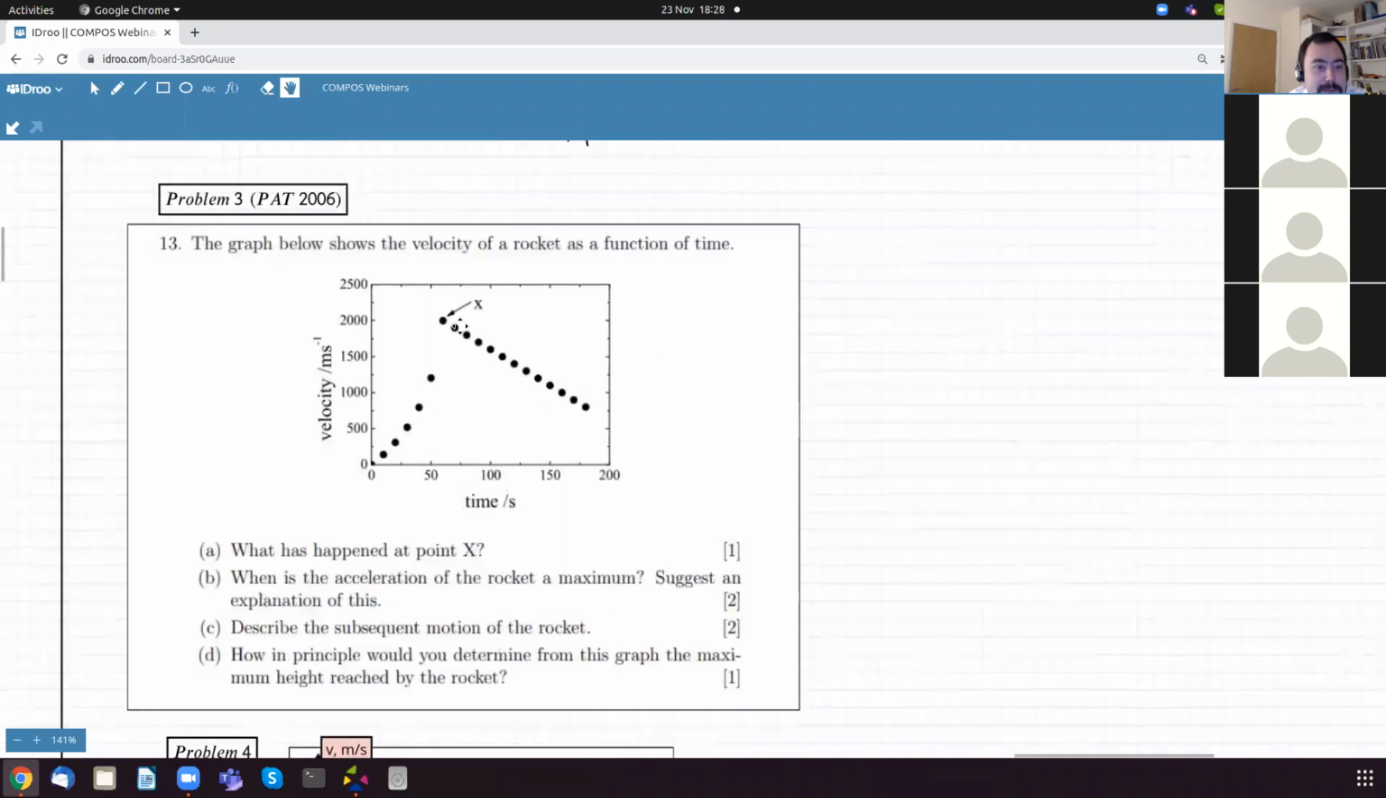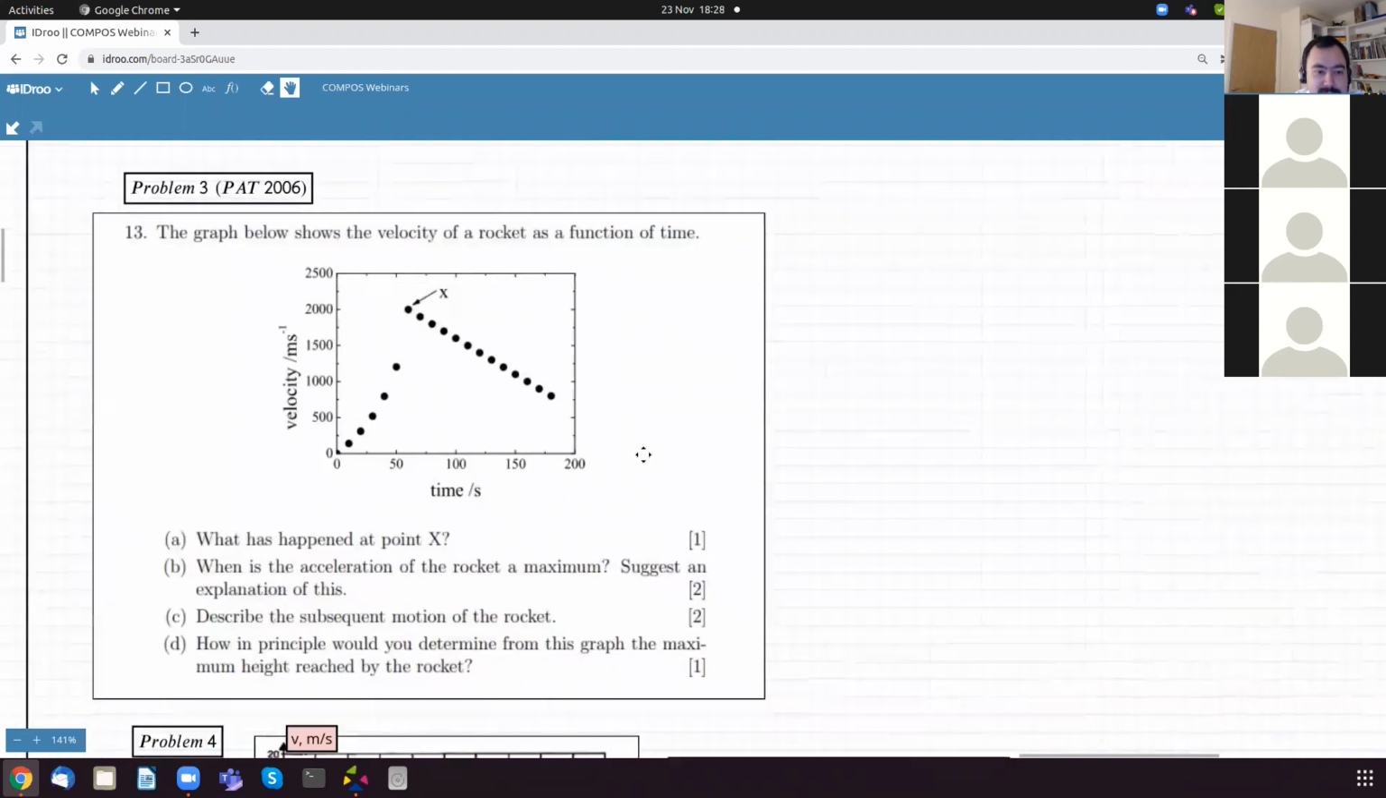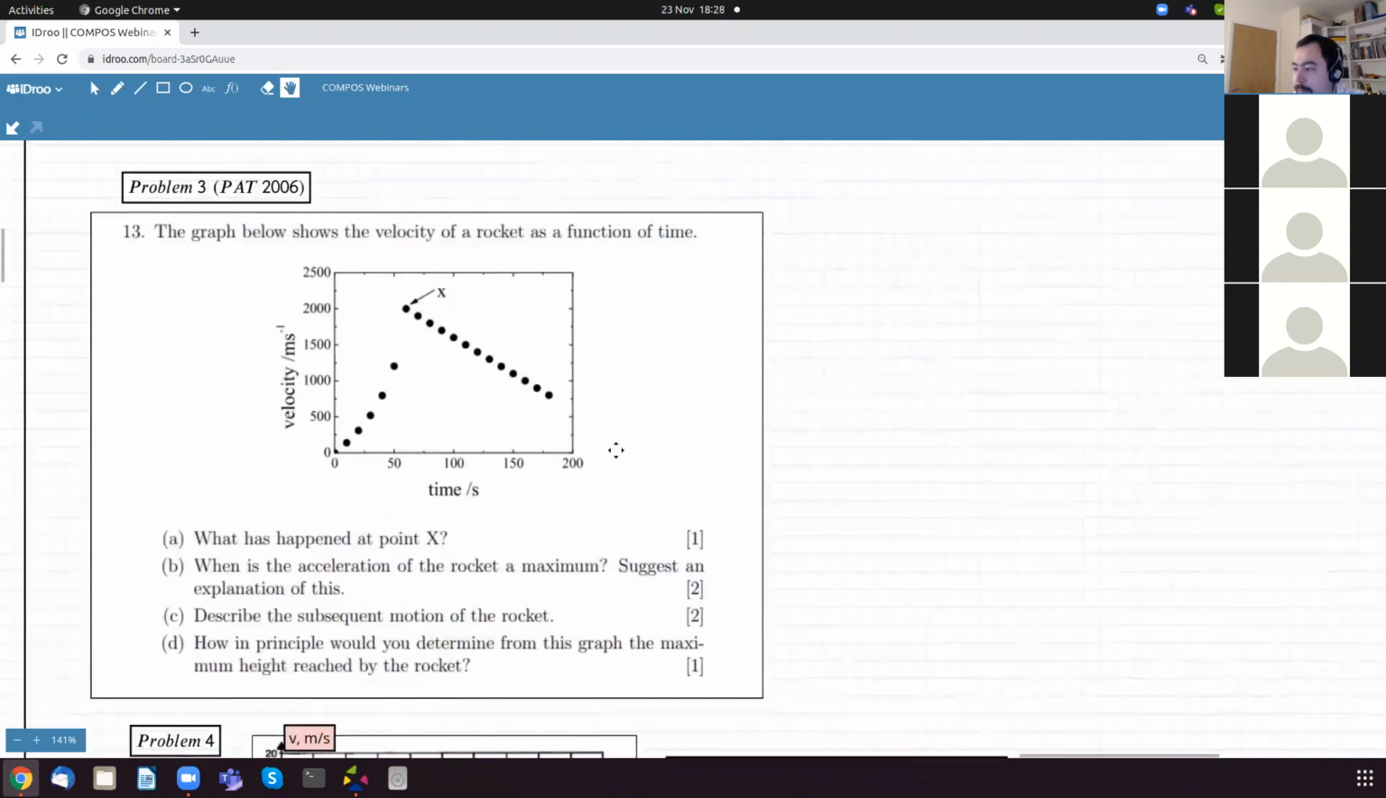Problem 3. This is a past paper question from 2006. This is a graph of the velocity of a rocket as a function of time. What has happened at point X? Can somebody guess what happened at X? Yeah, engines come off, or it's out of fuel. The rocket has switched off.